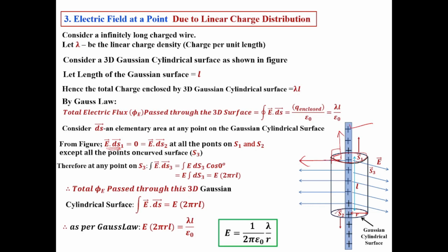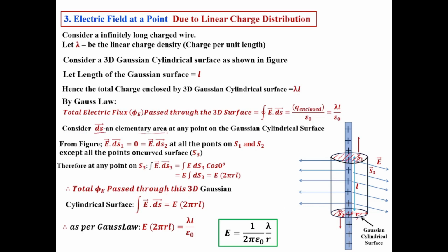Likewise, on S2, if we consider a small surface ds2, then the ds2 direction will be along this direction, where the electric field intensity is along this direction. So the angle between the electric field intensity and ds2 is 90 degrees. So E dot ds2 will be equal to 0. Hence the electric flux passing through these two surfaces S1 and S2 will be 0.